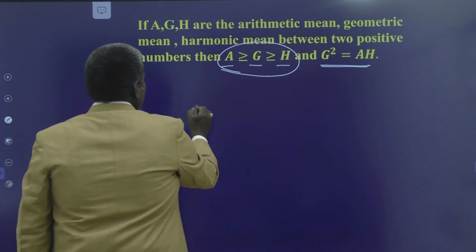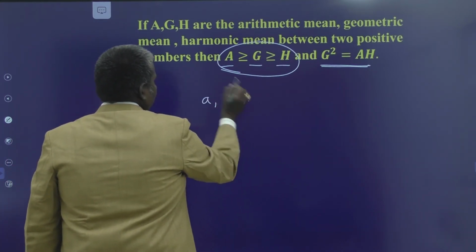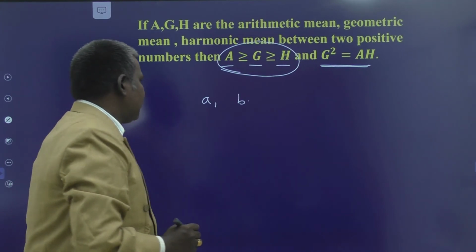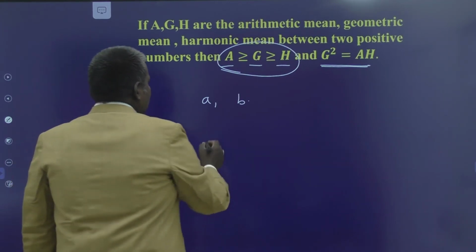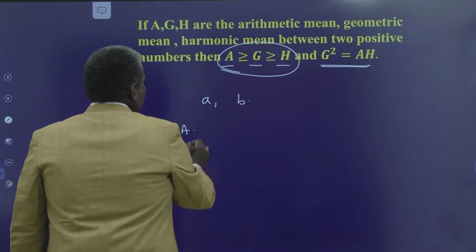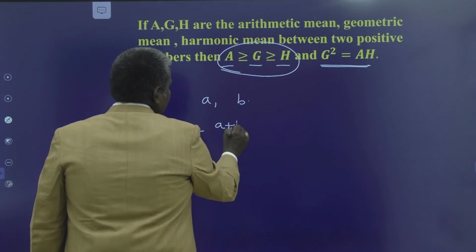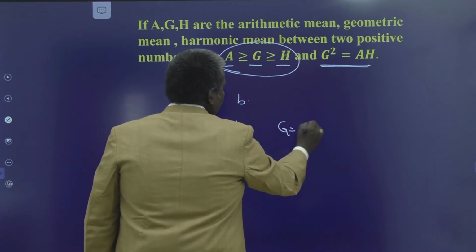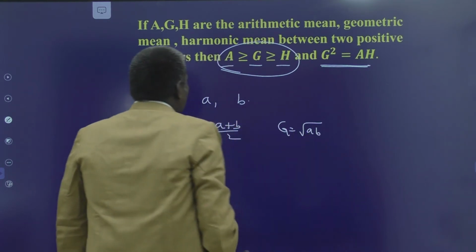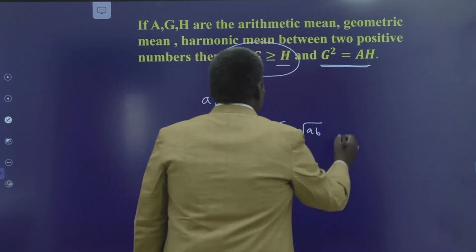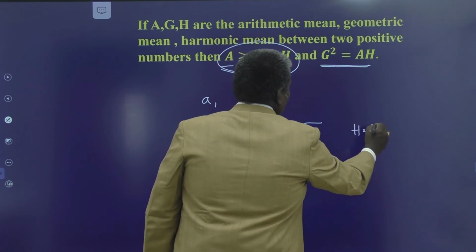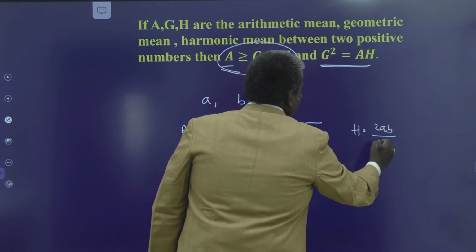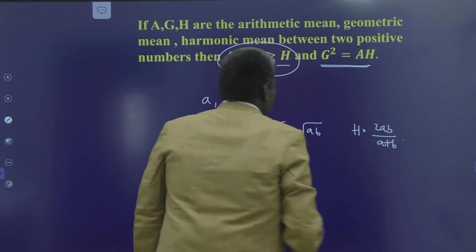Suppose two numbers may be taken, A comma B. These are the two numbers A and B. What is the arithmetic mean? Arithmetic mean is (A plus B) by 2. What is its geometric mean? Root AB. What is the harmonic mean? 2AB by (A plus B). Already we proved 2AB by (A plus B) is the harmonic mean.